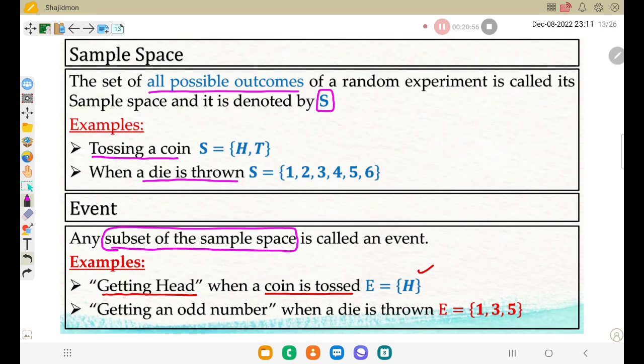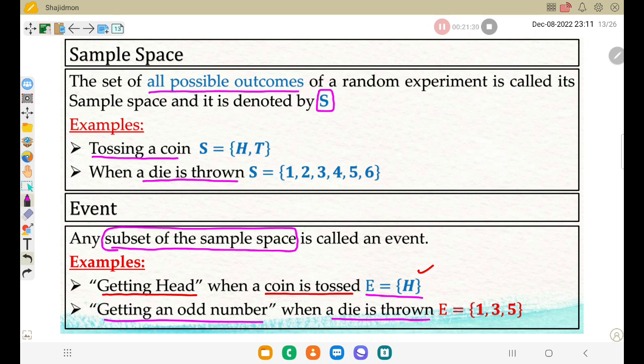So here we are writing getting a head. We can represent it by E equal to set head. Now, getting an odd number when a die is thrown. When a die is thrown, what are the outcomes? 1, 2, 3, 4 up to 6. From that, getting an odd number. What are the odd numbers? 1, 3, 5, correct? Because the maximum is 6 only. So 1, 3 and 5. So these are the outcomes in the getting an odd number event.